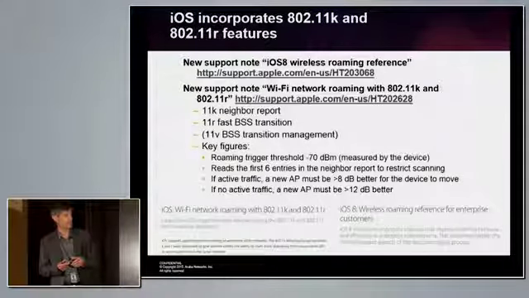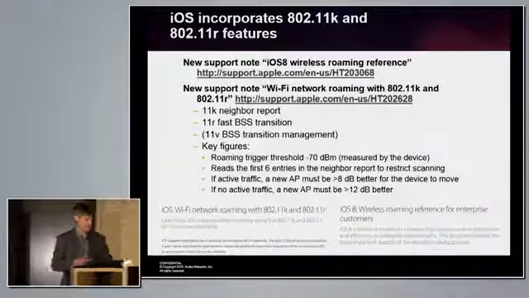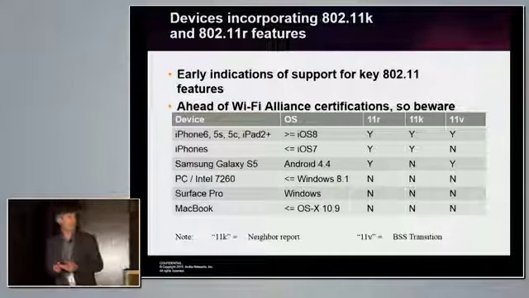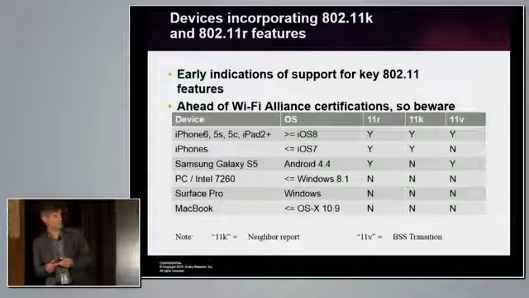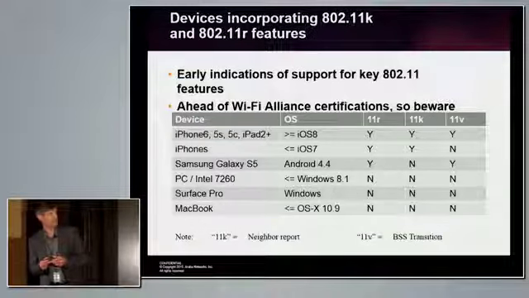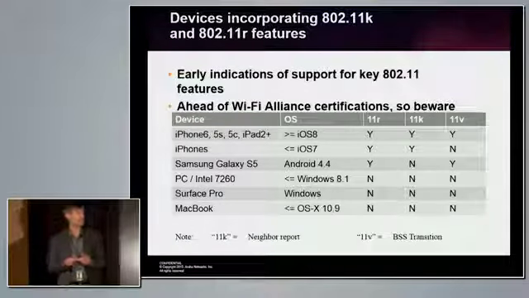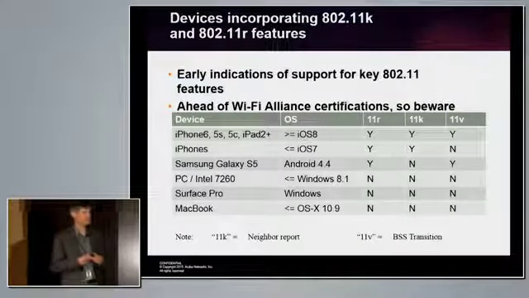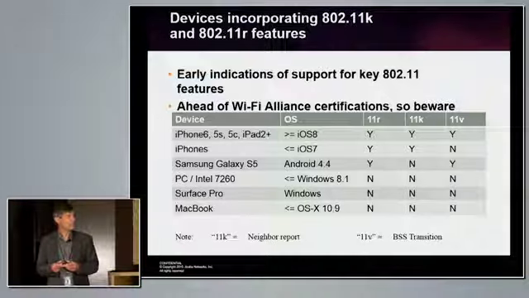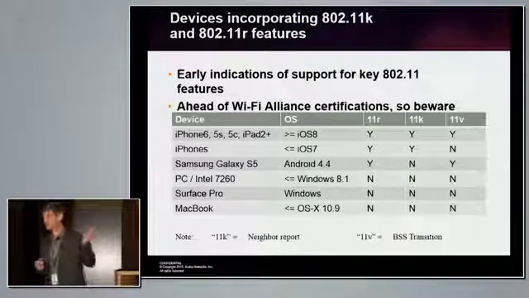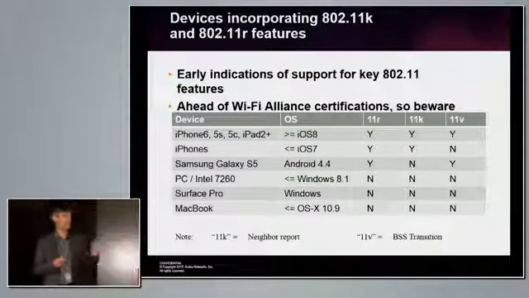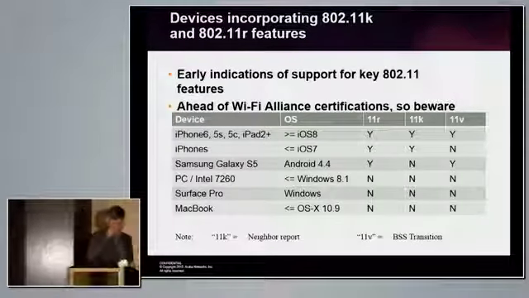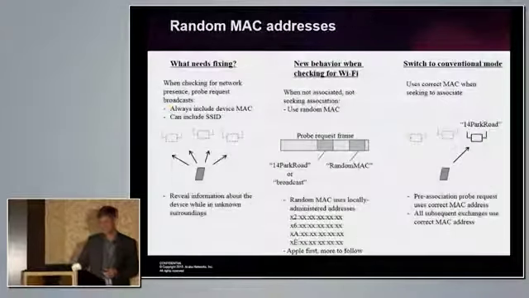iOS is pretty good on 11K and 11R. And there we are. That's the slide. And Samsung is pretty good now. At least I've got 11R and 11V up there, which would be the PSS transition management. So that's good news, right? That is very, very useful, and it's fairly recent, and it shows that things are moving more or less in the direction that we'd like to see.